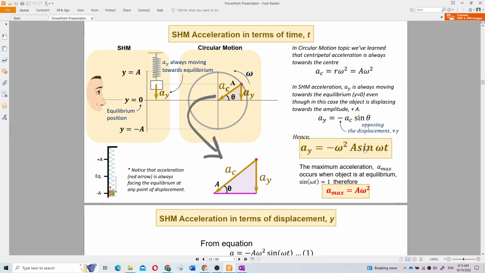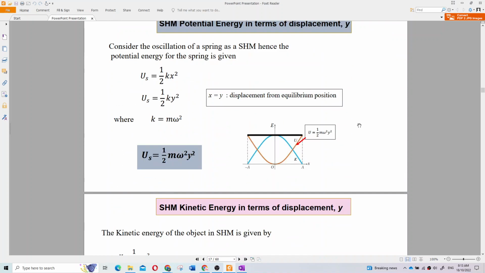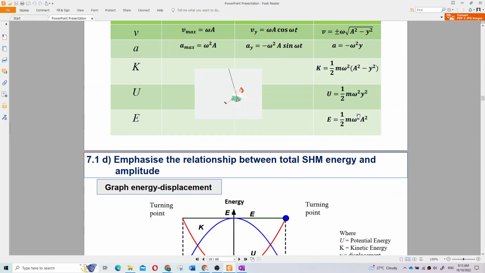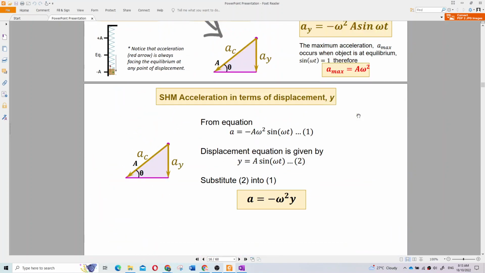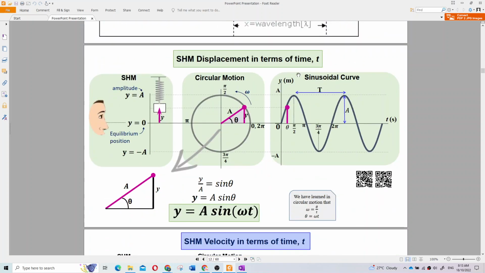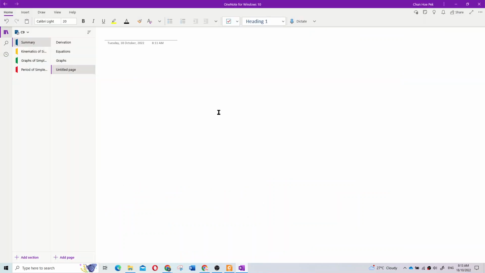Here it doesn't show the graph, so I will draw it for you. Let me write it out. You only have the displacement equation graph. So how about the velocity graph and acceleration graph? I will draw it out here for you. So this is actually the SHM equations.